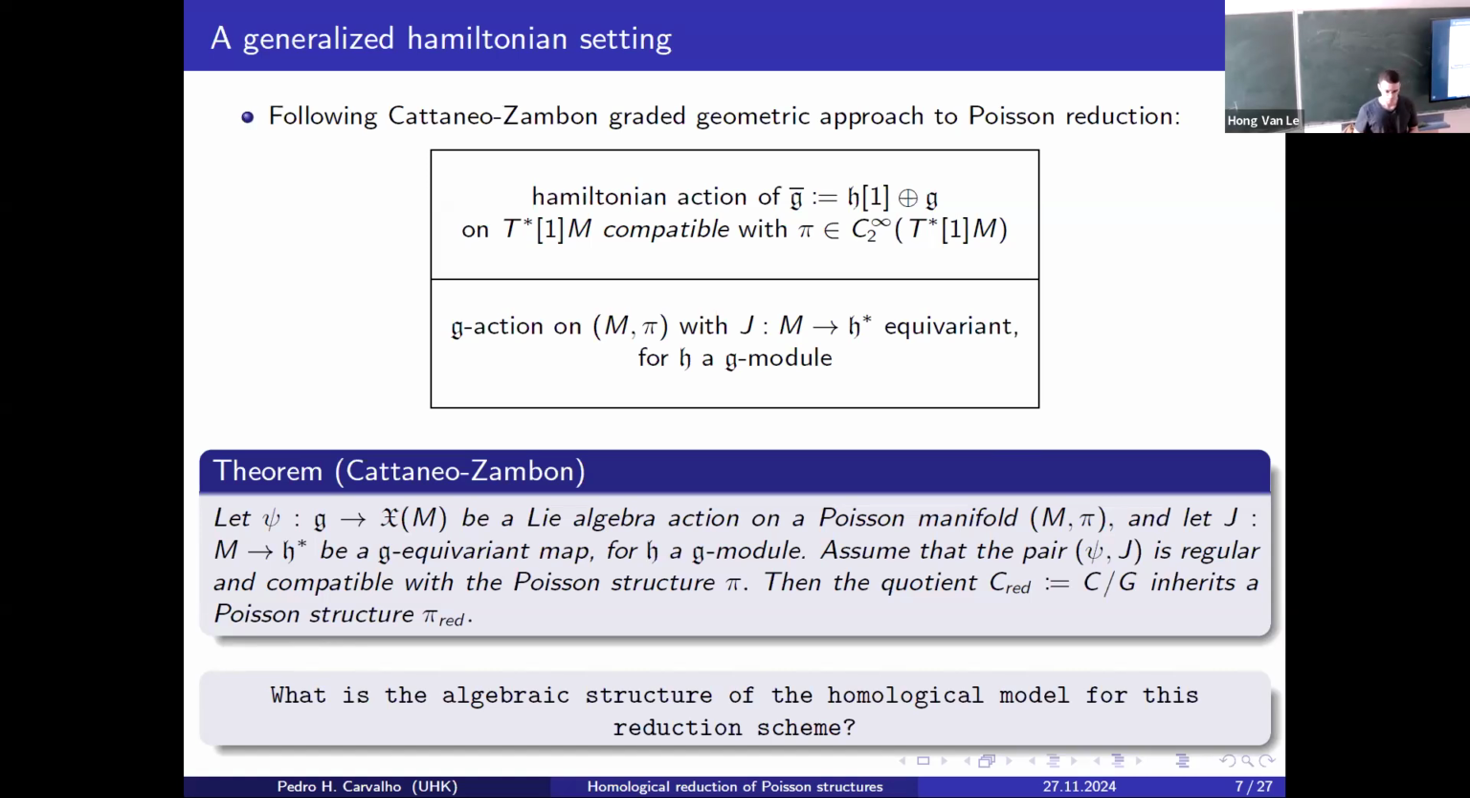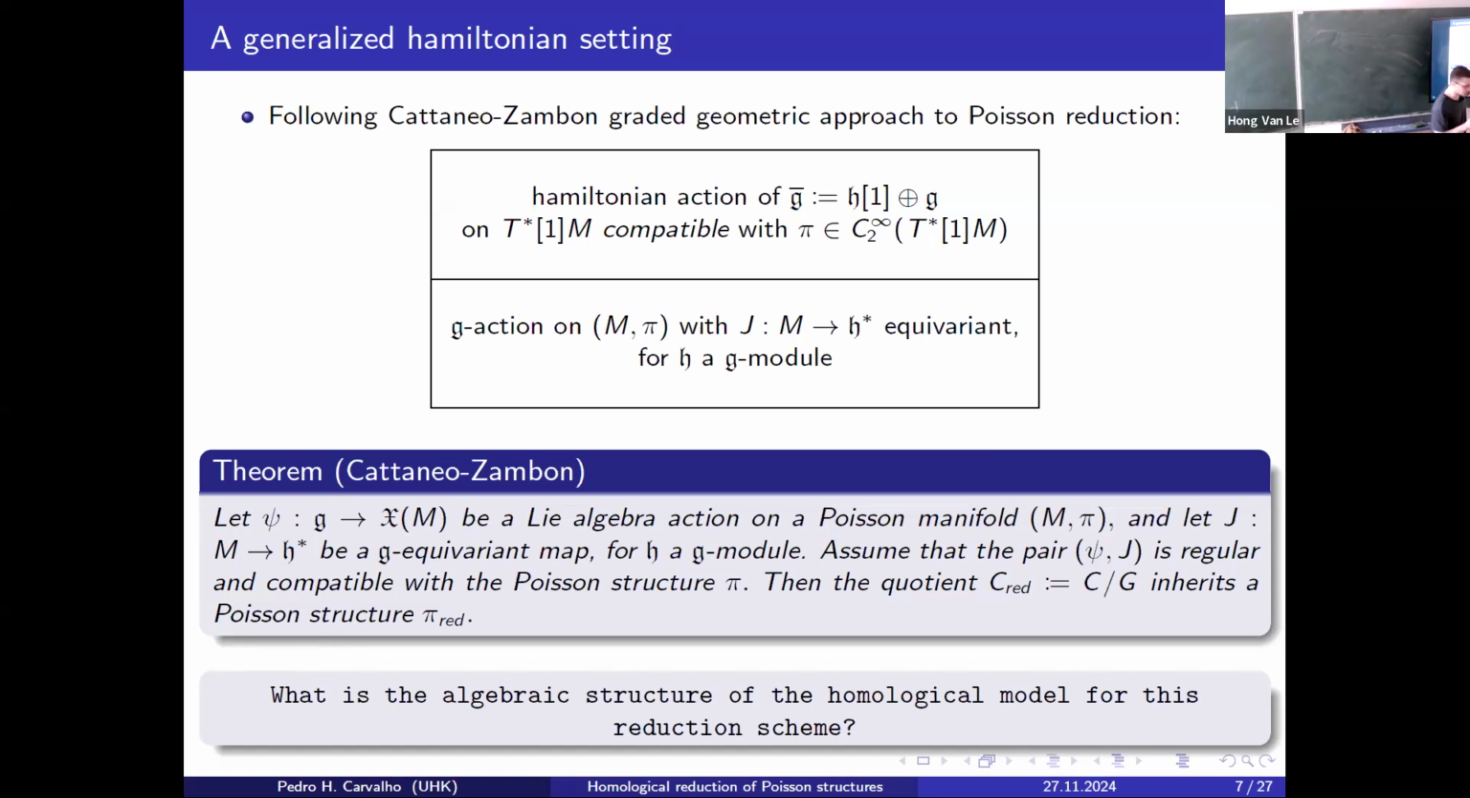Okay. I'm still a bit stuck on how this Cattaneo-Zambon reduction picture was exactly different from Marsden-Weinstein. Well, the difference is, first of all, the usual Marsden-Weinstein theorem: this equivariant map here takes values on the dual of a Lie algebra right away. If you specialize to that, you recover exactly the Marsden-Weinstein reduction.